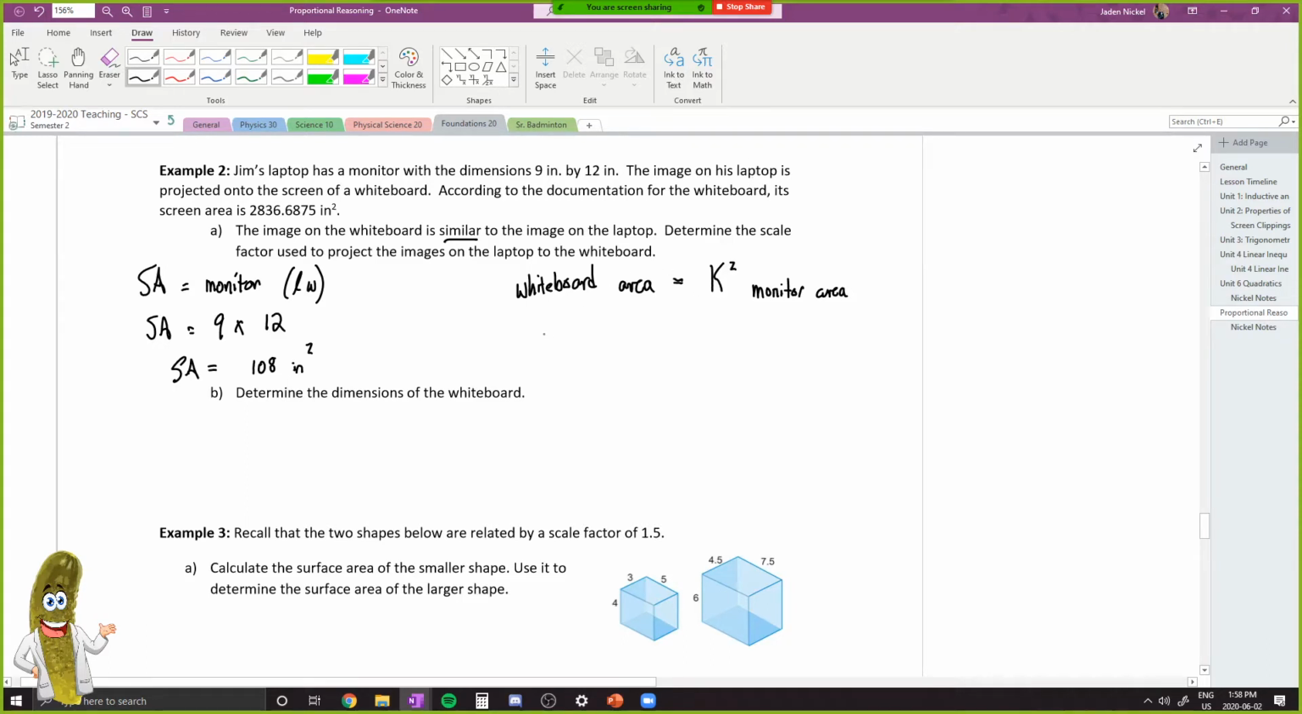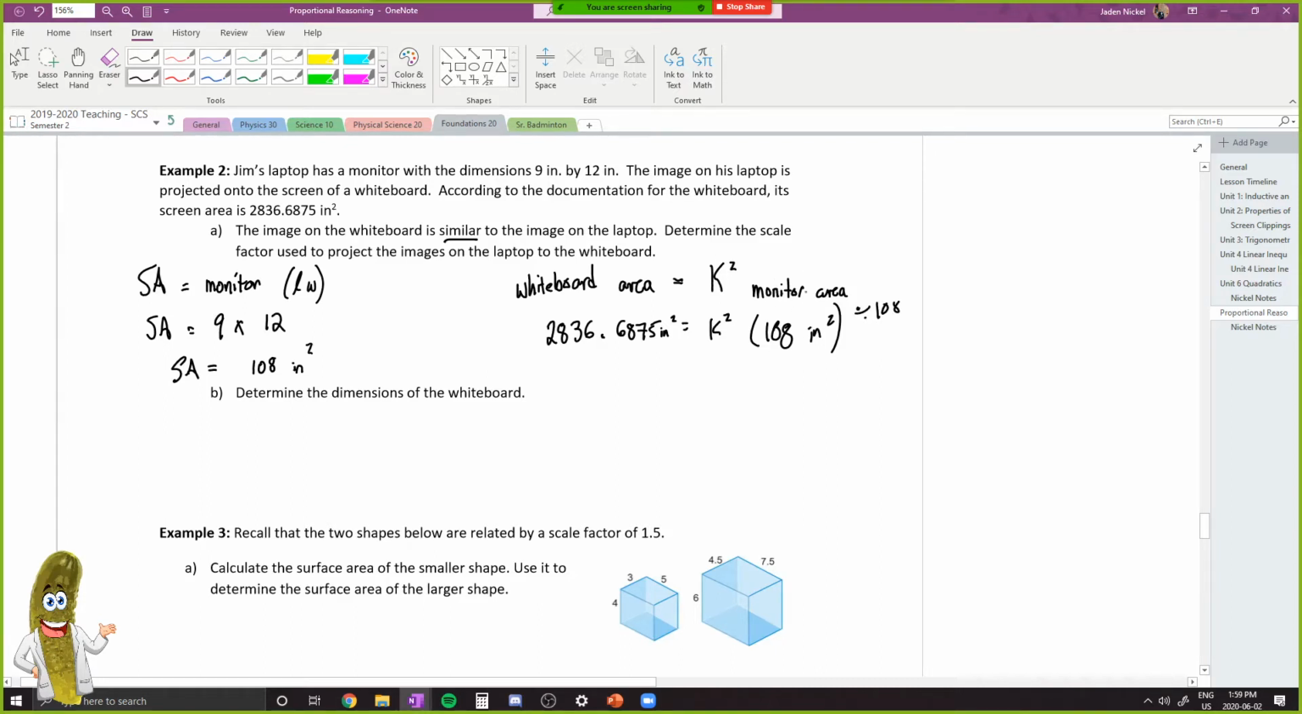You can plug in the values that you do know. We were told the whiteboard area was 2,836.6875 is equal to K squared. We still don't know what that value is, times 108 inches squared. This should be inches squared as well. I divide both sides by 108.